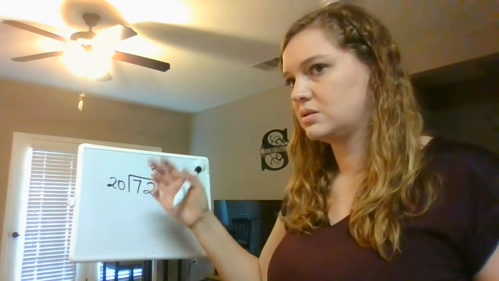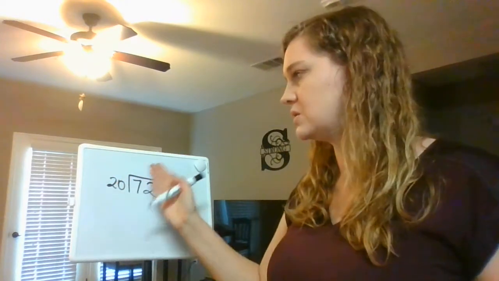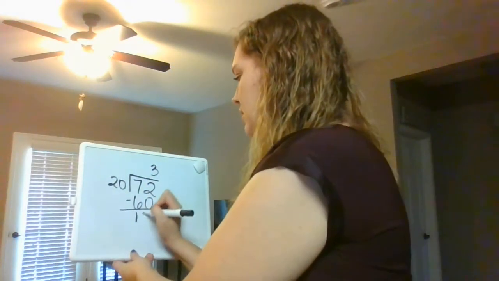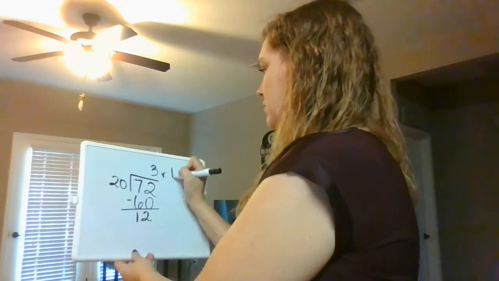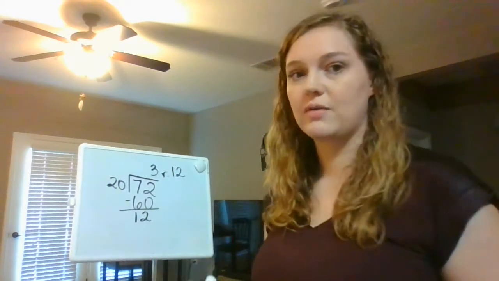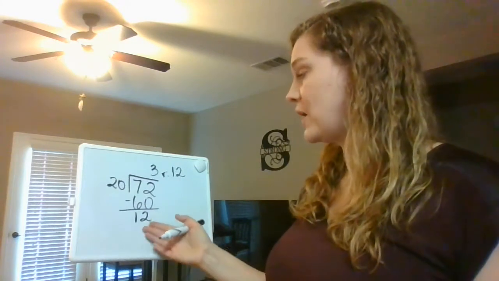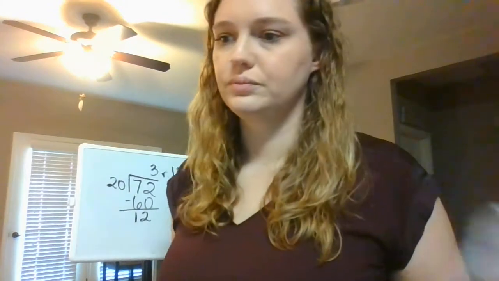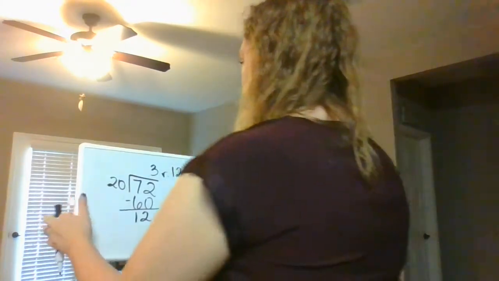which is 60, because 3 times 2 is 6, so 3 times 20 is 60. And then we subtract. 72 minus 60 is 12. That's our remainder. We're done. So the answer is 3, remainder 12. I know it's a big remainder, but it's not. 12 is not bigger than 20, so it works. So that's how we do that. Just remember, you're not going to write in the first place that you see. It's not going to work that way.